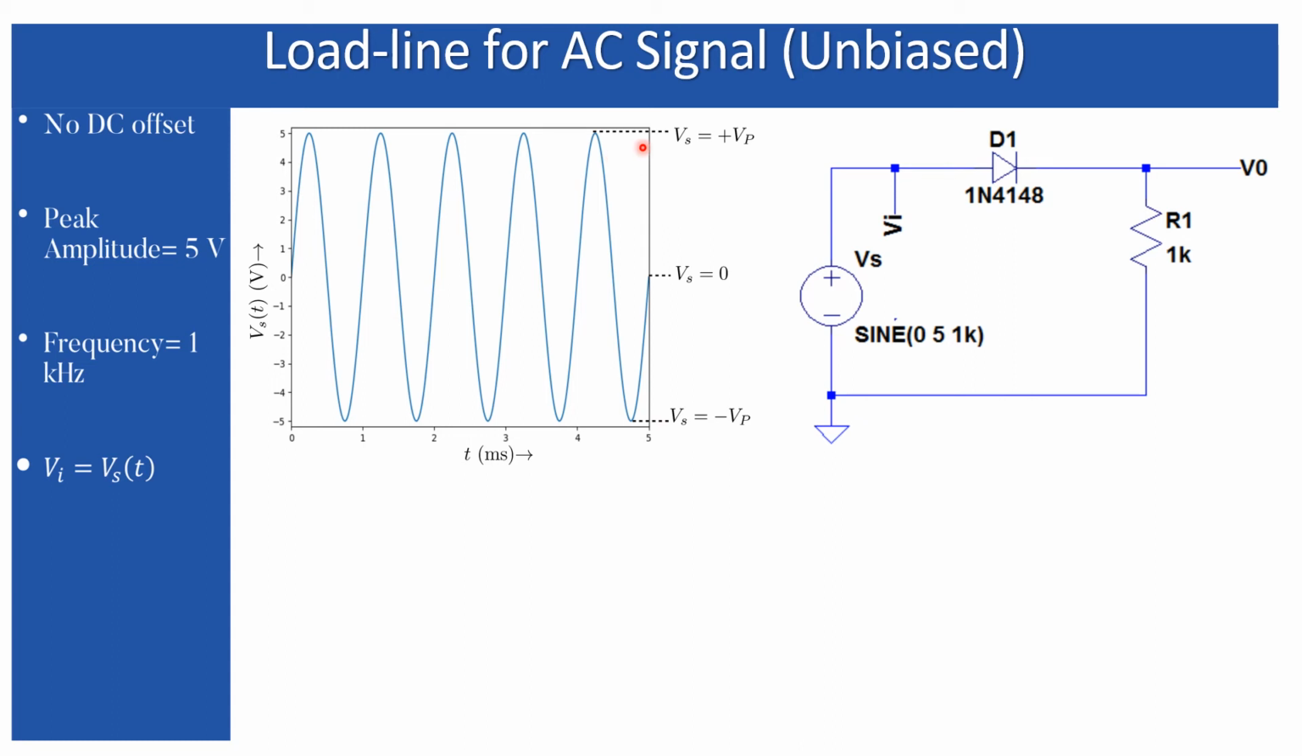So at this voltage there will be a load line, defined by the intersection point on the voltage axis, that is Vp itself, the peak value on the positive side, and the intersection point with the current axis is Vp by R1 on the positive side. On the negative side, since the negative peak is at minus Vp, the load line will intersect with the voltage axis at minus Vp and with the current axis at minus Vp by R1. As I told you, for every instance of time Vs gets updated, and so does the Vi.